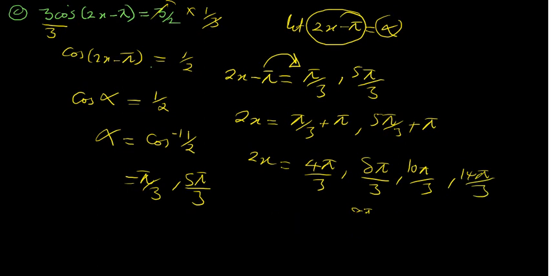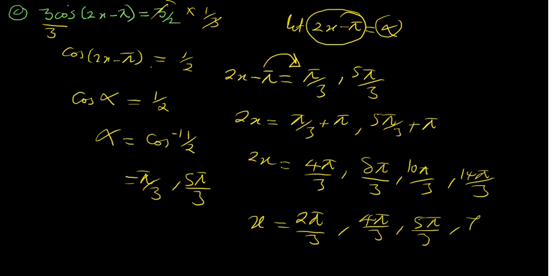And then for all these angles that we found, remember this is 2x, but we don't want 2x, we want to remain with x. So we're going to divide everything by 2. If we divide this one by 2, this becomes 2 pi over 3. If we divide this by 2, it becomes 4 pi over 3. If we divide the other one by 2, it gives us 5 pi over 3. And then the other one gives us 7 pi over 3.